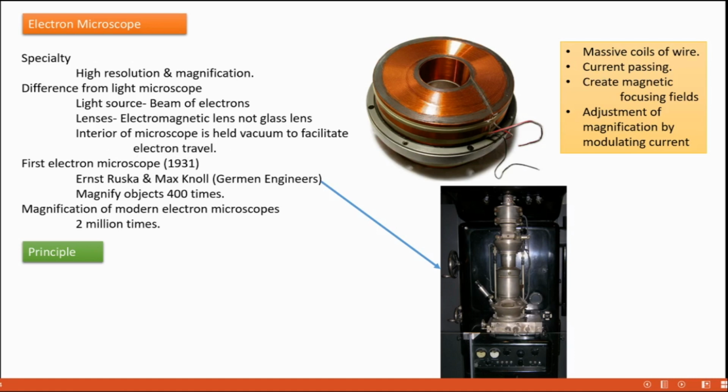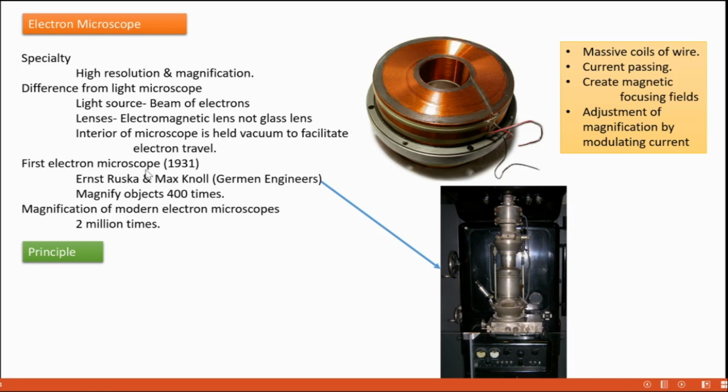Then another important feature of this electron microscope is that the interior of the microscope is always held in vacuum. What is the purpose of keeping the interior vacuum? Because the electron can pass an appreciable distance only when that space is vacuum. Otherwise, it is not possible. That's why the inner side of the electron microscope is always held in vacuum condition.